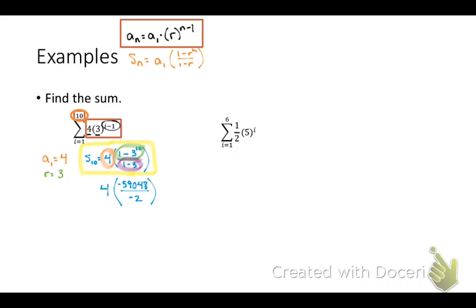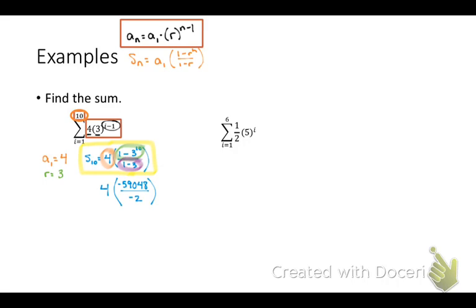So if I have the 4 out here, then I'm going to do what's in green first. I'm going to type in 1 minus 3 to the 10th power and hit enter. I'm going to get, in my calculator, negative 59,048. Now, in my head, I should be able to do 1 minus 3, and divide it by negative 2.